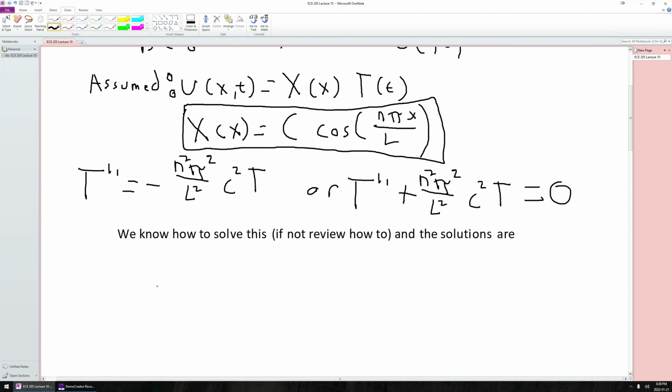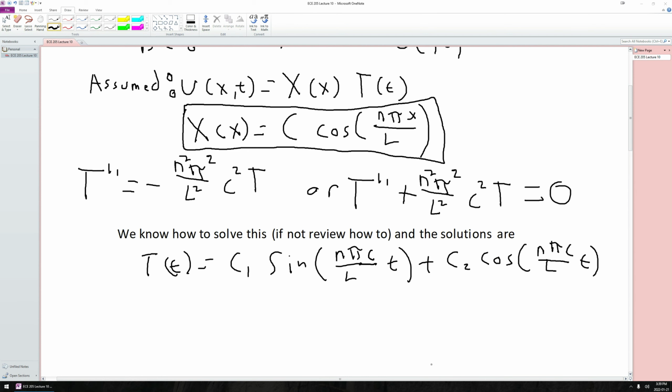But the general solution to this will simply be capital T of t is equal to some arbitrary constant times sine of the square root of this term times t, so n pi divided by LC t, plus cosine of the same thing, like so.